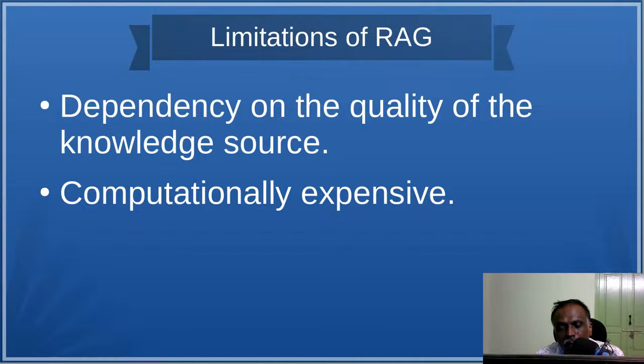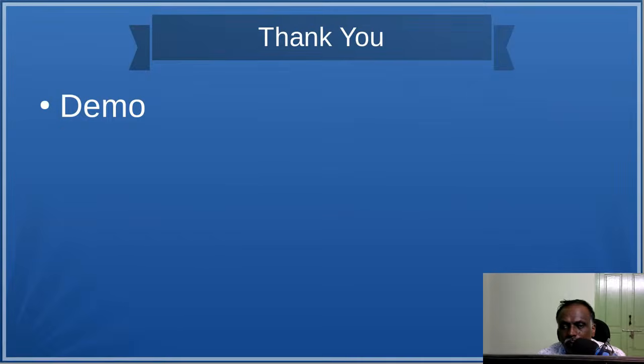Okay, and it is computationally expensive, obviously, right? We have to do the one-time process of embedding the entire knowledge source, and then every user query should be converted to an embedding, and we have to do the vector search. Moreover, if there is any change in the knowledge source, we again have to embed all the documents, right? So that kind of computing power is needed.